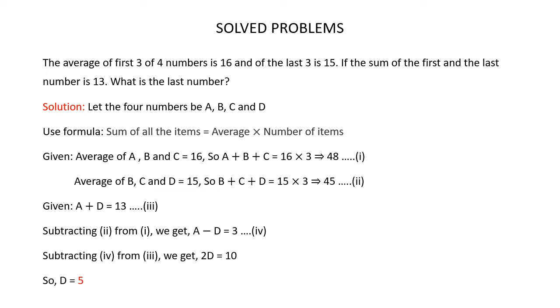So a and minus a will get cancelled. d plus d is 2d. 13 minus 3 is 10. So subtracting equation 4 from equation 3, we get 2d is equal to 10, which means d is equal to 5. So the last number is 5.